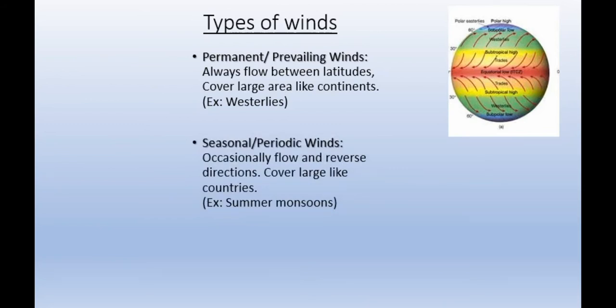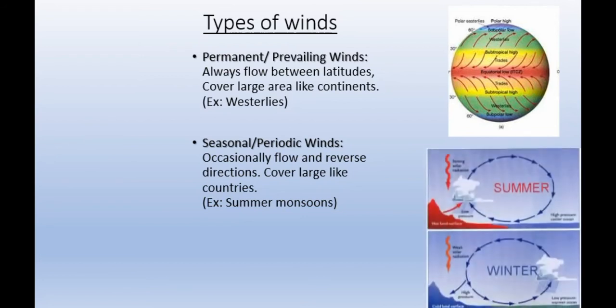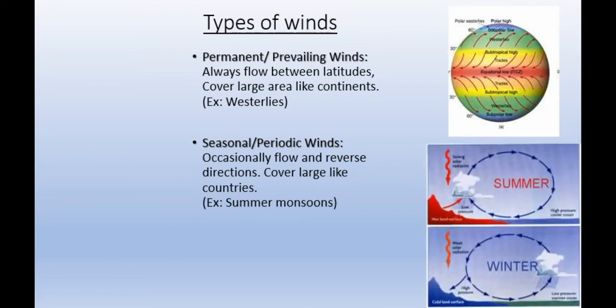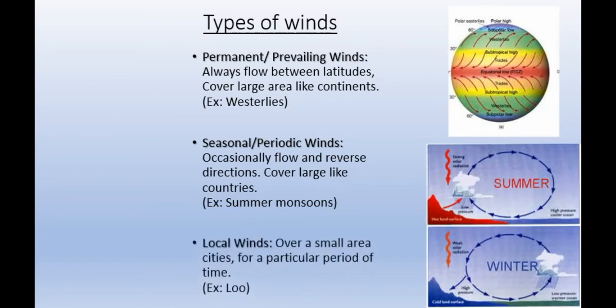Under the seasonal periodic winds, I already told you, there are land breezes, sea breezes, and monsoon winds, the summer monsoon and winter monsoon. They occasionally flow and reverse directions, and cover large areas like countries. Examples, as we already understood, are the summer monsoon and winter monsoon. On a daily basis you can see land breezes and sea breezes. In the daytime, from sea to land, there are sea breezes. And at night time, from land to sea, there are land breezes, according to pressure variations.